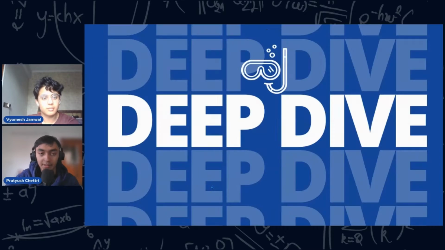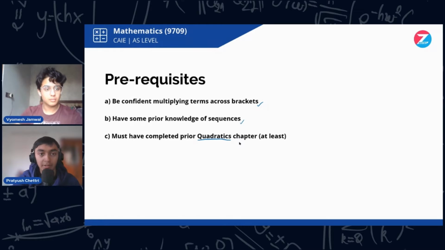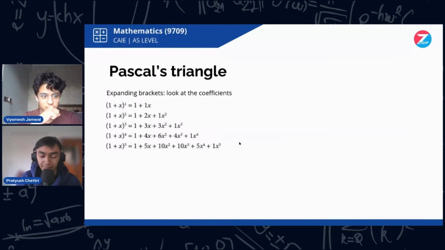Let's get started. This topic is sort of standalone in that you don't really need too much from other chapters, but once you start getting the past paper questions, you will need your quadratics knowledge. That's the minimum. And you definitely need to be comfortable multiplying terms across brackets for binomial, and need a little bit of prior knowledge about sequences to begin arithmetic and geometric progressions. So let's get started with the binomial expansion. Let's see where this comes from.